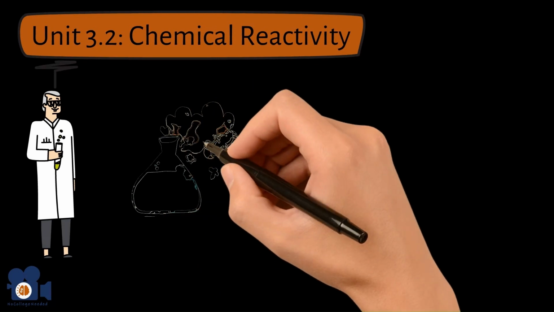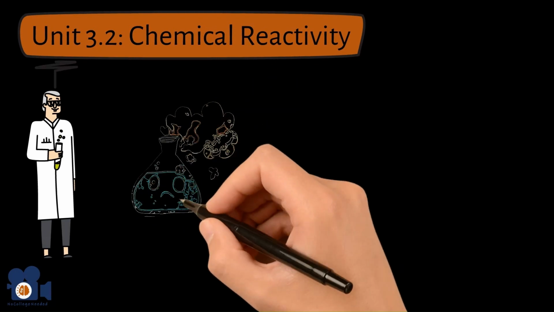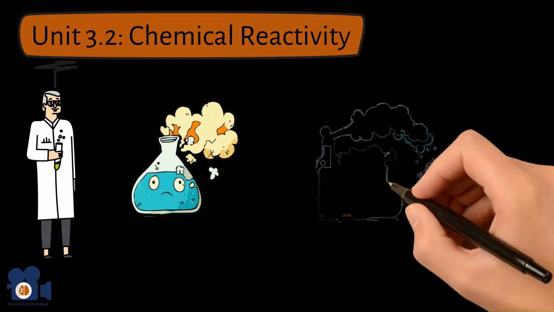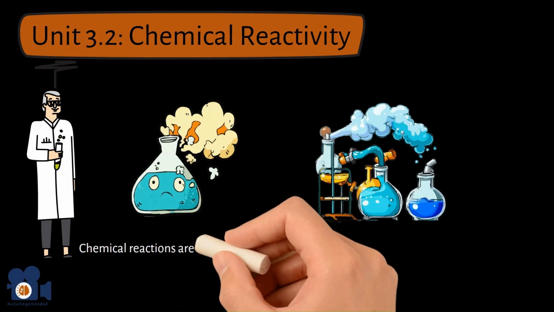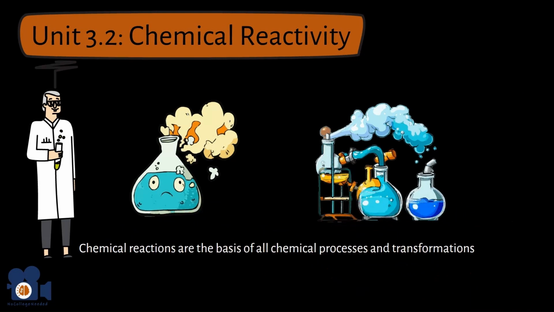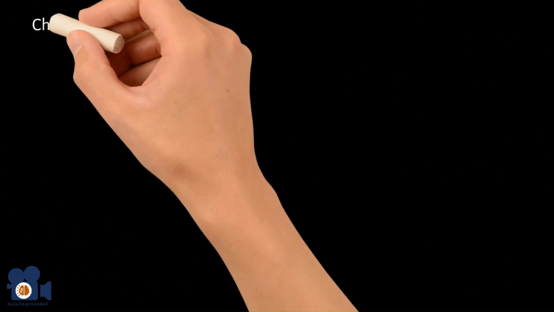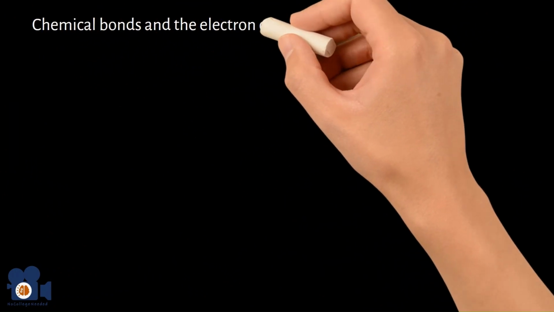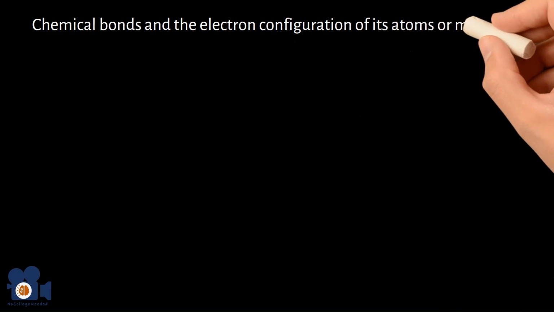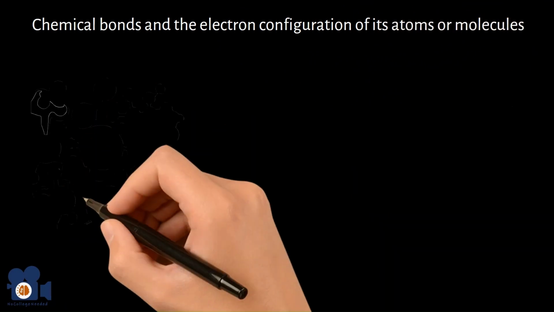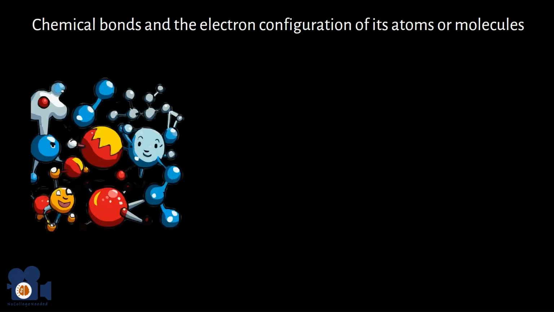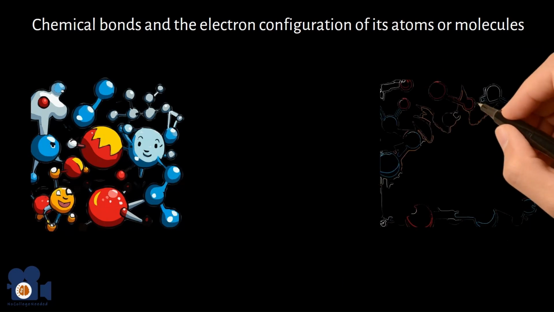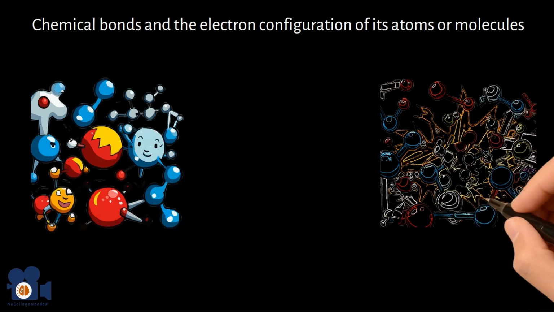Chemical reactivity refers to the ability of a chemical substance to undergo chemical reactions with other substances. This is a fundamental concept in chemistry, because chemical reactions are the basis of all chemical processes and transformations. The reactivity of a substance is determined by the nature of its chemical bonds and the electron configuration of its atoms or molecules. As noted previously, chemical bonds are formed by the sharing or transfer of electrons between atoms or molecules, and the stability of these bonds depends on the energy required to break them. The more easily a bond can be broken, the more reactive the substance will be.